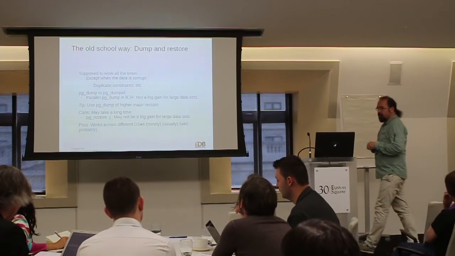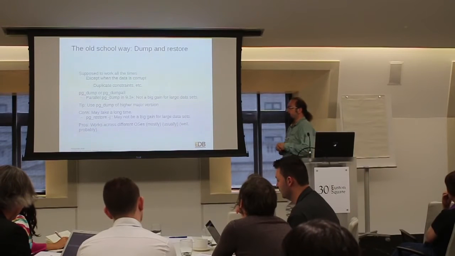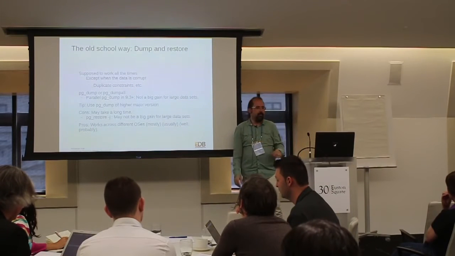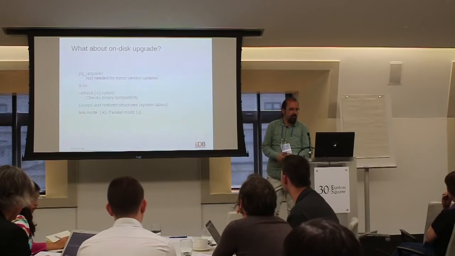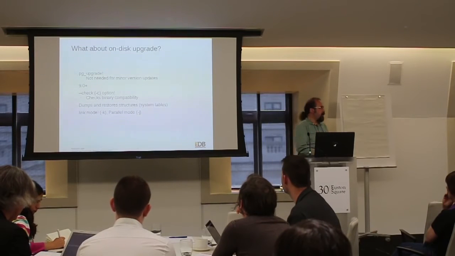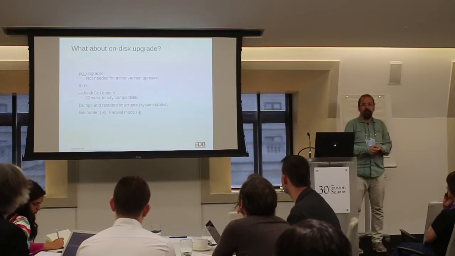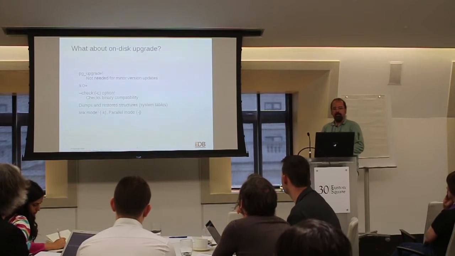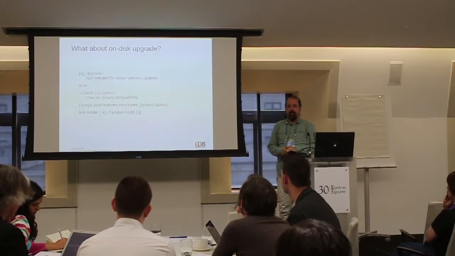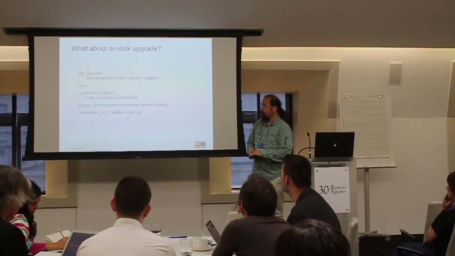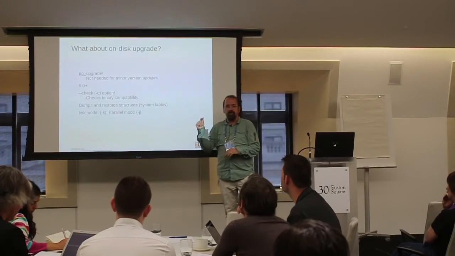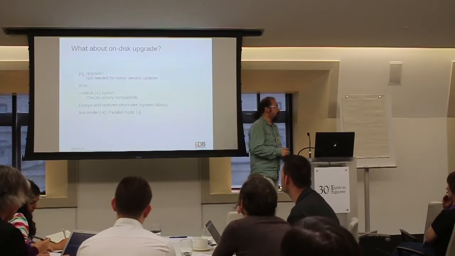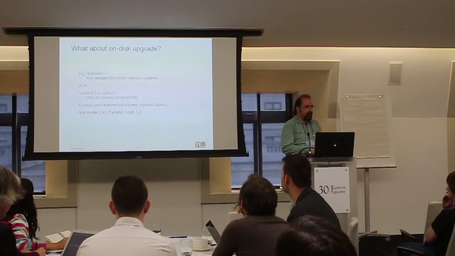Okay. So what about the on-disk upgrade? This was the option that we used years and years ago. But then Bruce Momjian came with pg_migrator, which turned out to be pg_upgrade. And it's not needed for minor version upgrades, by the way. It's about major version upgrades. Again, for the minor versions, just apply the update and restart your database. That should be enough. Okay?